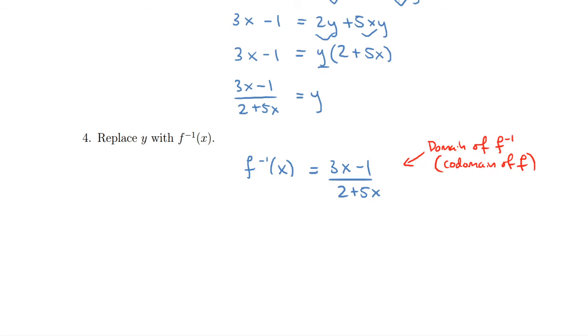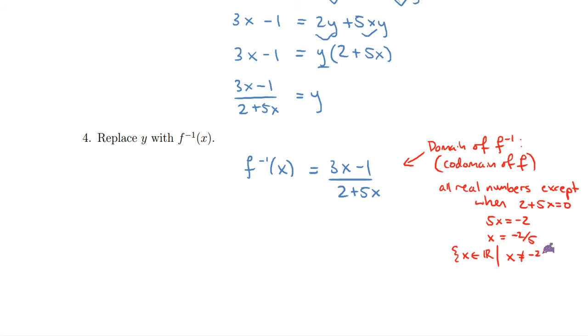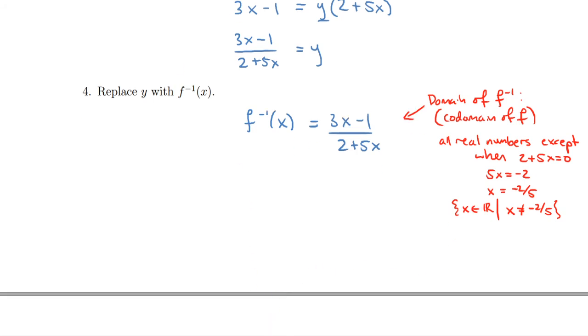But again, this is a rational function, so the domain of this one will be all real numbers except when the denominator is 0. So 2 plus 5x equals 0. Just subtract, so 5x equals -2, so x would be -2 over 5. So the domain would be all real numbers where x is not equal to -2/5. So you see, by doing all this work, you have figured out what the domain and codomain of the original function should have been.